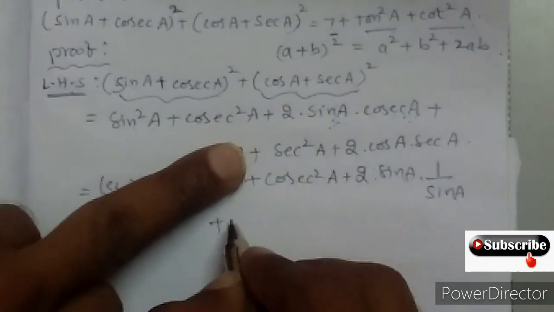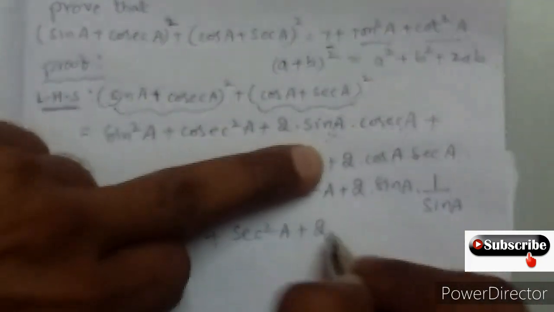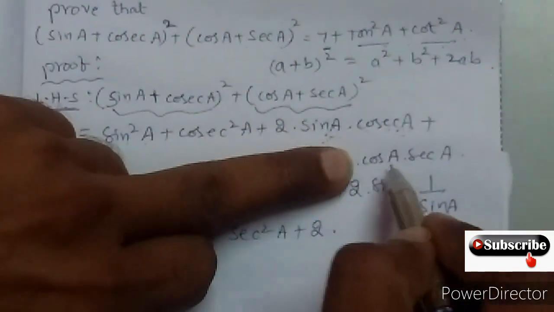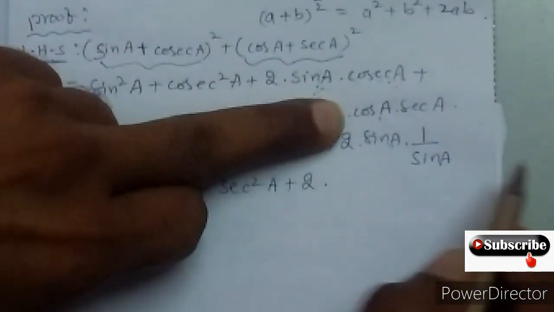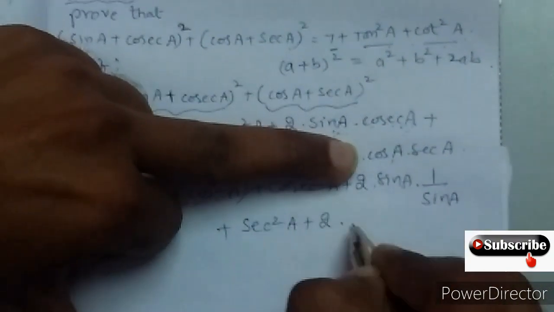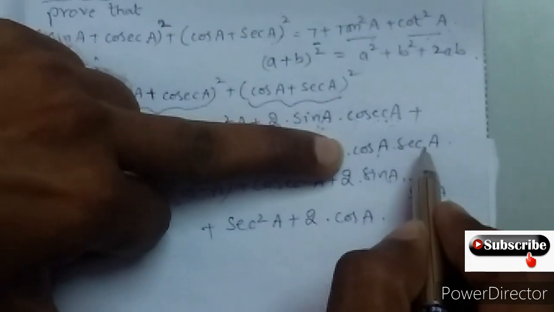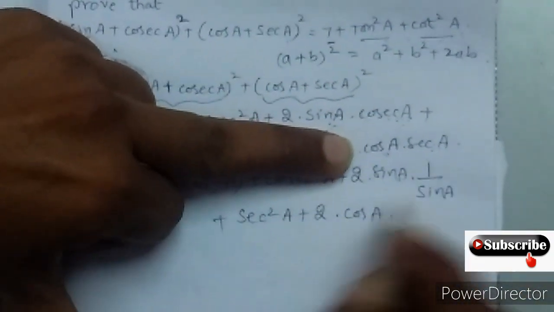Next, proceed from this one, plus secant square A plus 2. Here also we don't want cos A and secant A. How will you cancel? Just by applying the reciprocal concept. So I am writing cos A. You can apply here the reciprocal of secant A or the reciprocal of cos A. In that way you can cancel these two values.